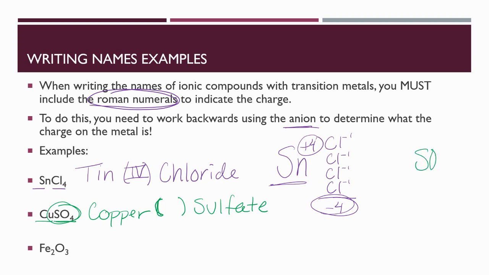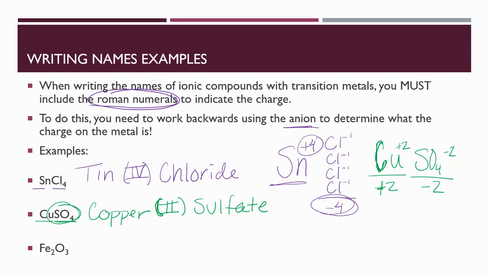So I know sulfate is a polyatomic ion that always has a charge of -2. According to my formula, I have 1 copper and 1 sulfate. So the total negative charge is -2, and I only have 1 copper to cancel that out. The 1 copper has to cancel out the whole -2, so it has to be +2. Since it's +2, I'm going to put that numerical value 2 in Roman numerals in the parentheses.